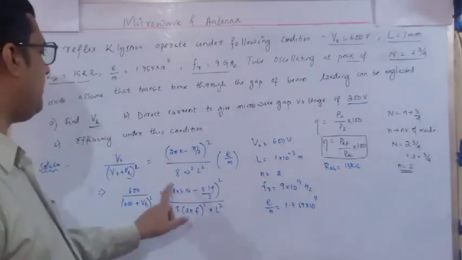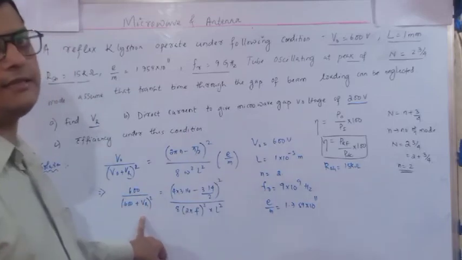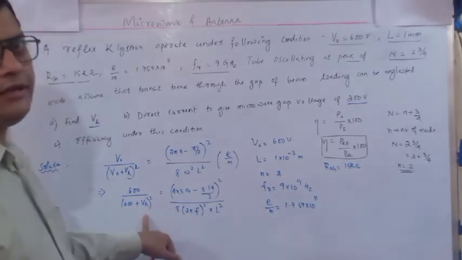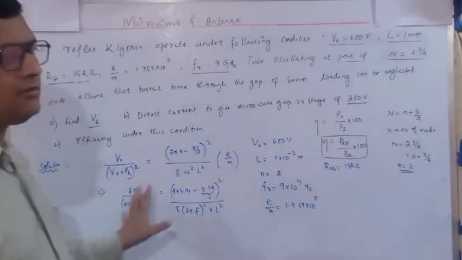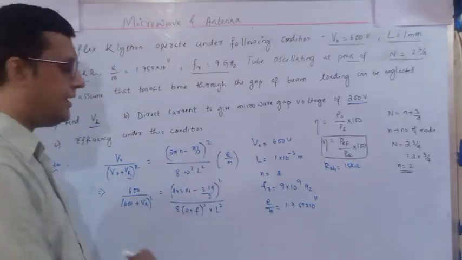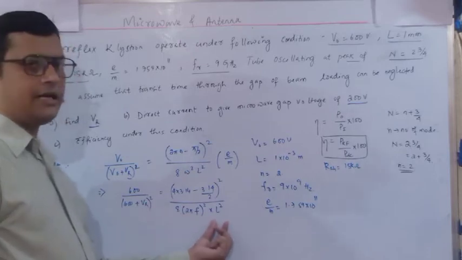In place of the rest of the thing, if you substitute, the only unknown factor is this VR. So what I will do is take the square root on both sides. Taking the square root on both sides, here I will get 2 root 2, here I will get 2 pi f, here I will get L.